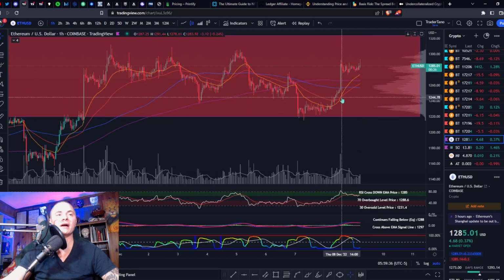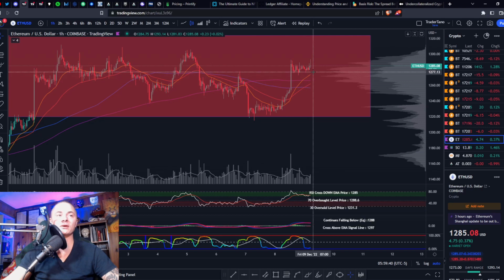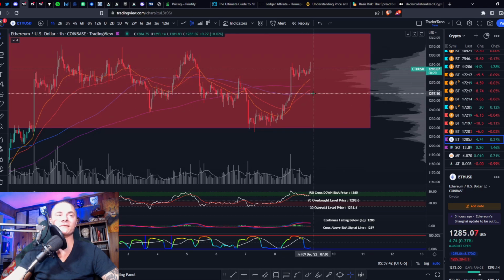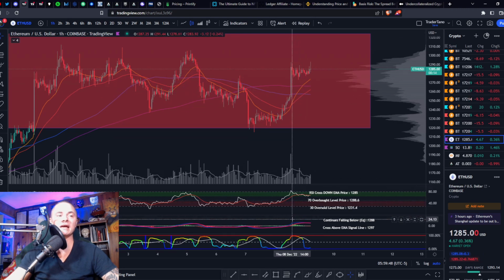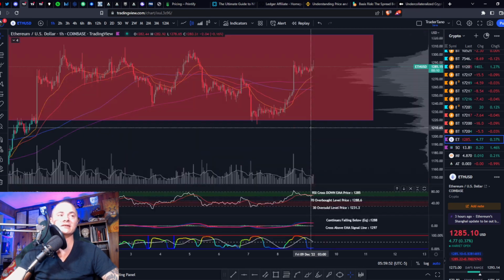Okay, still in our box. Same thing as Bitcoin, but we are about to get the multi-moving average crossover of the 200. Look at this. It's beautiful. We are in the bullish control zone. MACD. Hold on. Let's check out the RSI.